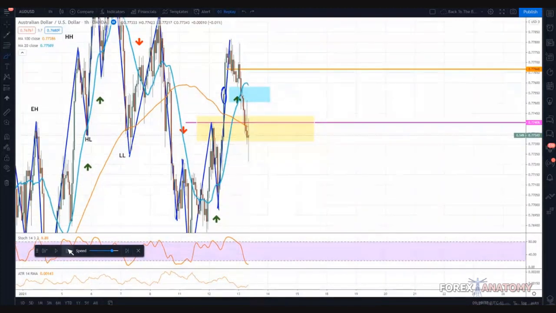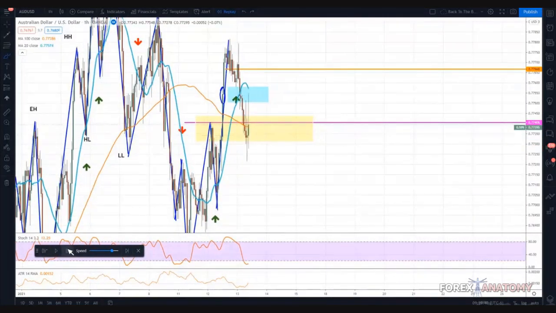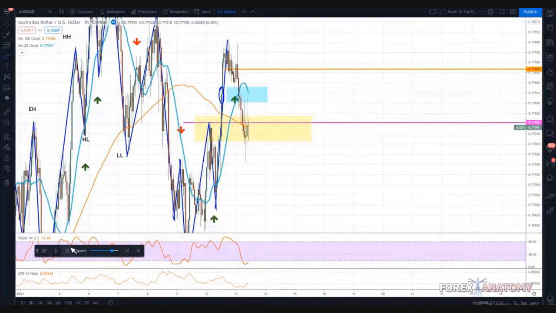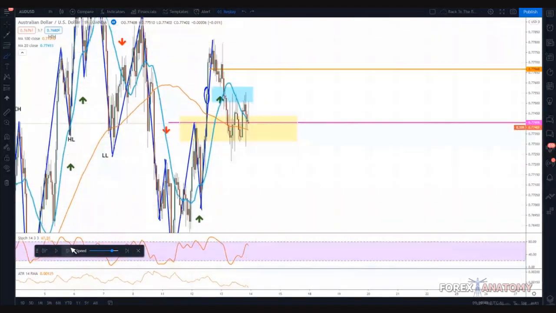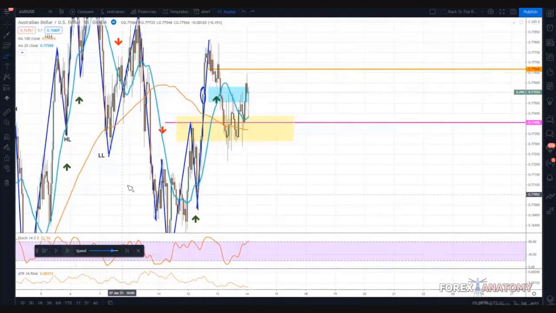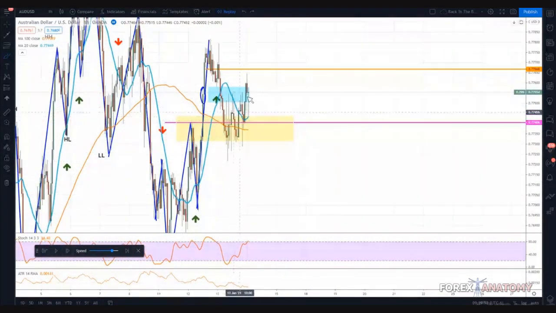Okay, and it looks like it may want to. It's a bunch of confusion with all these wicks. But yeah, this is when it gets kind of confusing. But price eventually does break to the upside.